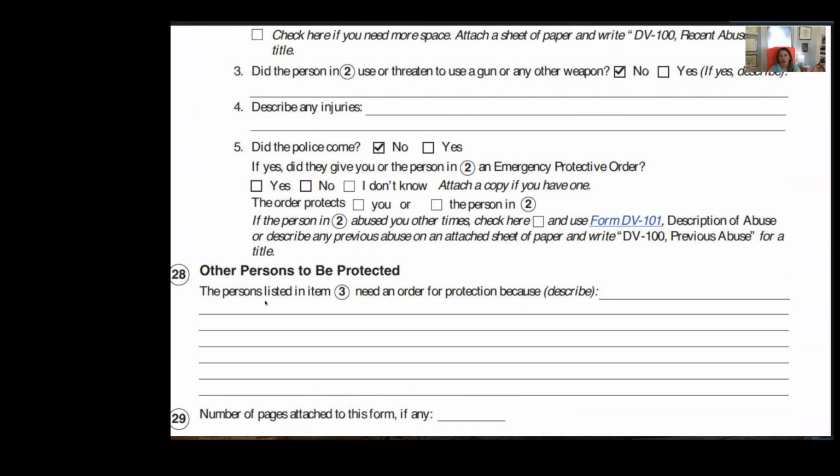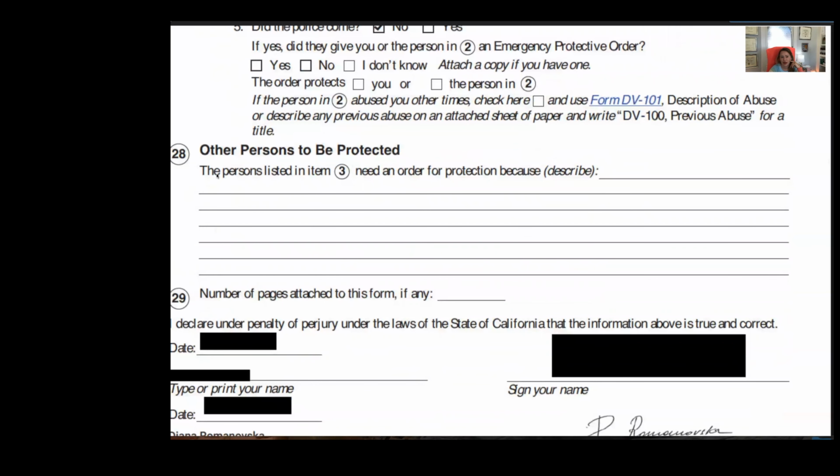It doesn't hurt. If you have a declaration and you have attachments, do not attach them into the Word document. Make it an exhibit, say see Exhibit A, and attach Exhibit A and mark it on the bottom, so when the court flips the pages, it can see the exhibits. And then in 28, the person listed in item 3 needs an order for protection because. So if, for example, you have a neighbor or a child, describe how they got affected and why they need protection.